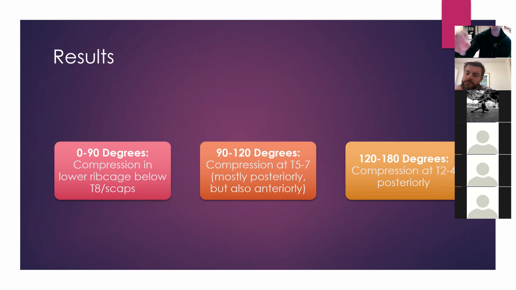I made a post the other day about how if you arch your back really hard, it's really hard for you to get your shoulder overhead, because you're compressing your mid and lower back, which is preventing your scapula from going into that upward rotation. If you get stuck at 90 to 120, you know that you have a compression at T5 through 7, mostly posteriorly, but also anteriorly as well. Beyond 120, that limitation is going to come from the upper rib cage.